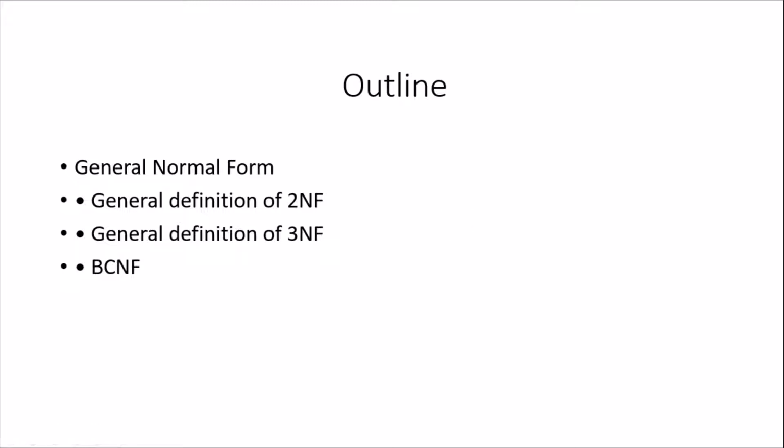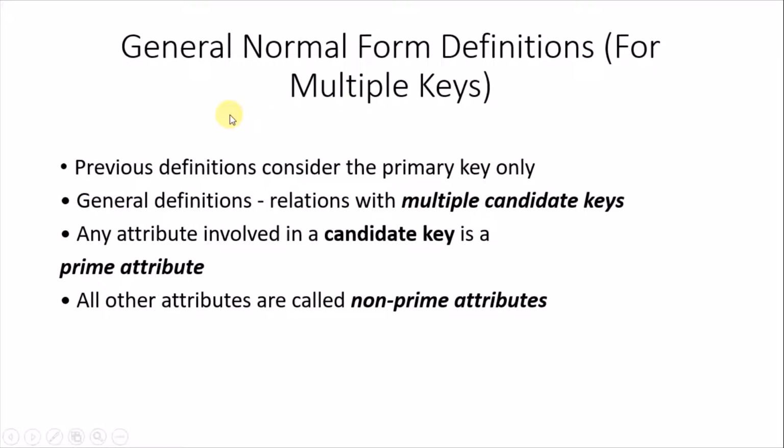So, general normal form definitions for multiple keys. We have considered a case of these normal forms, but that talked strictly about the primary key of the relation. Now we are going for more general definitions. The previous definitions consider the primary key only, while the general definitions focus on relations with multiple candidate keys.